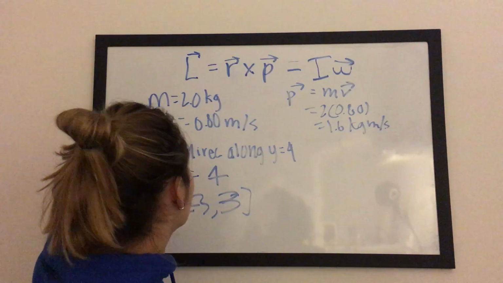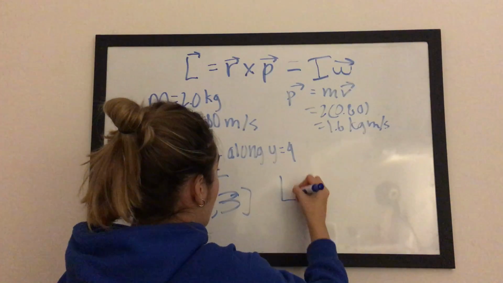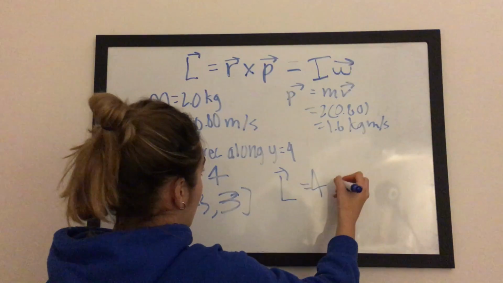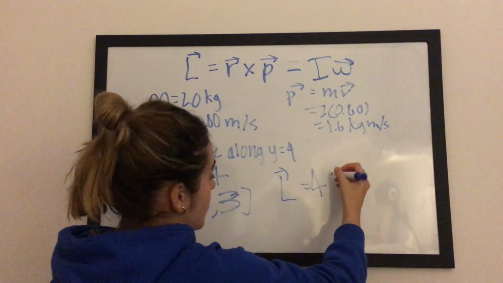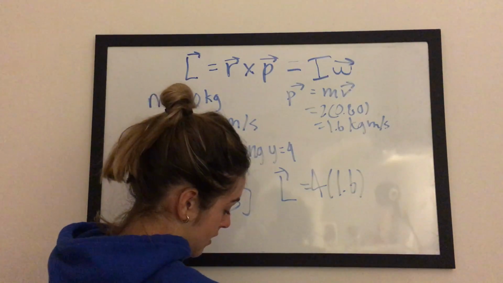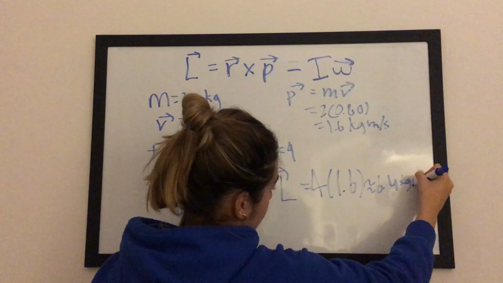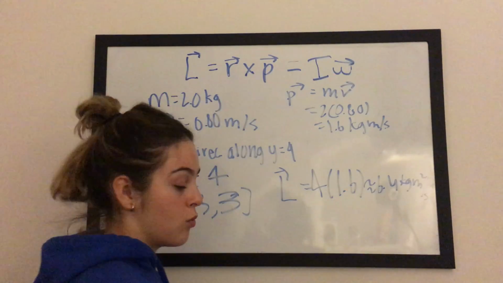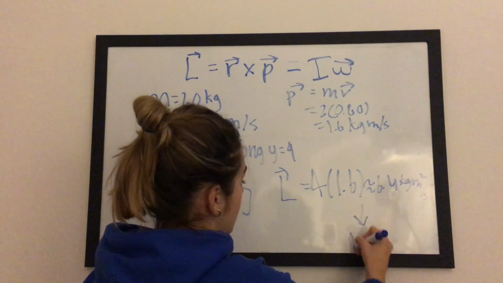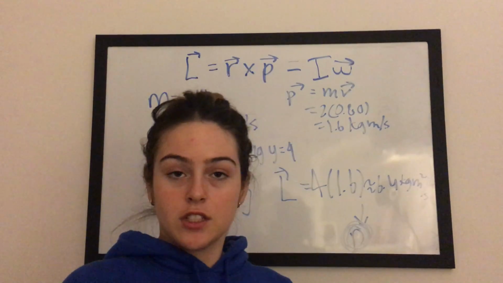And then we already have what r is, so we can go ahead and really quickly solve for L. So we know r is 4, and we know that momentum is 1.6. 4 times 1.6 is about 6.4 kilograms meters squared per second, which corresponds to option D in the exam answer options. Thank you.